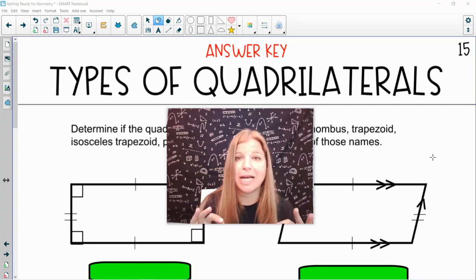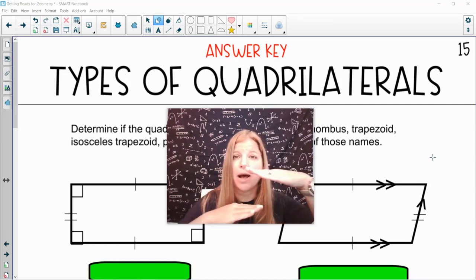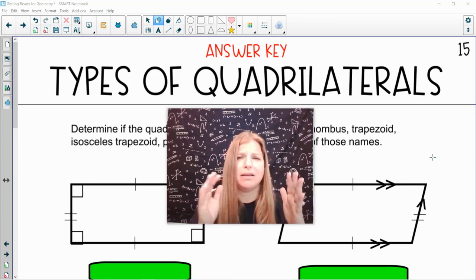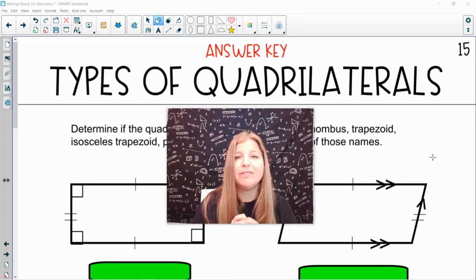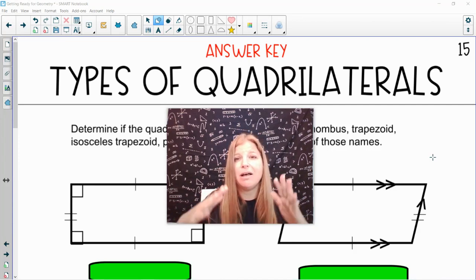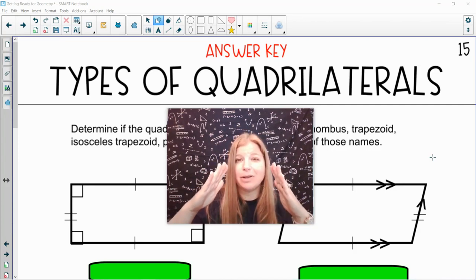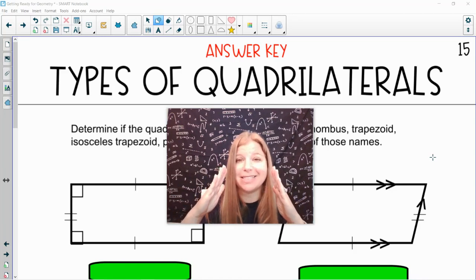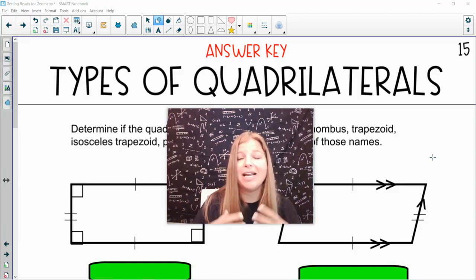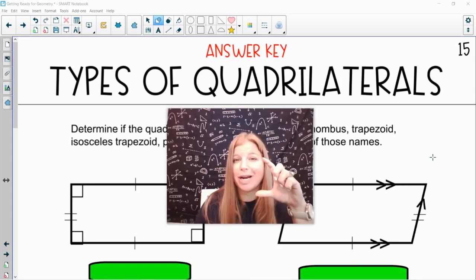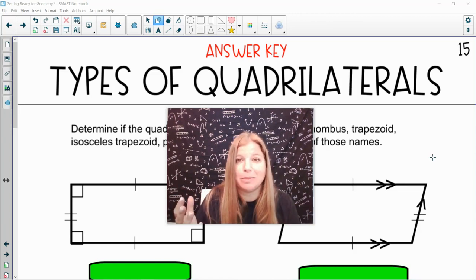When you have a quadrilateral where only one pair of opposite sides is parallel and the other two sides are not parallel, that is what's called a trapezoid. If the two sides that are not parallel are of equal length, they're congruent, that's called an isosceles trapezoid. And if you have a trapezoid that has two right angles in it, that's called a right trapezoid.